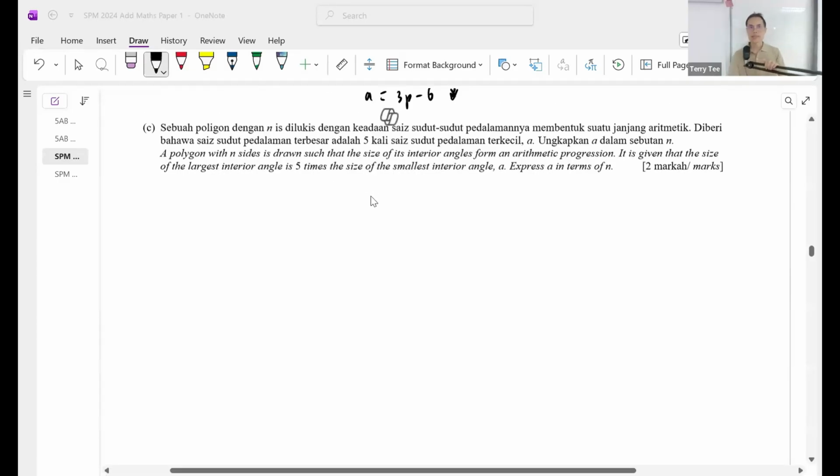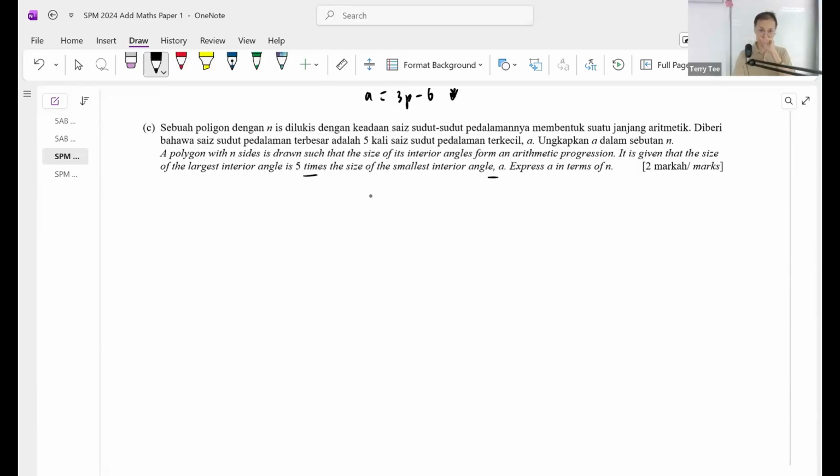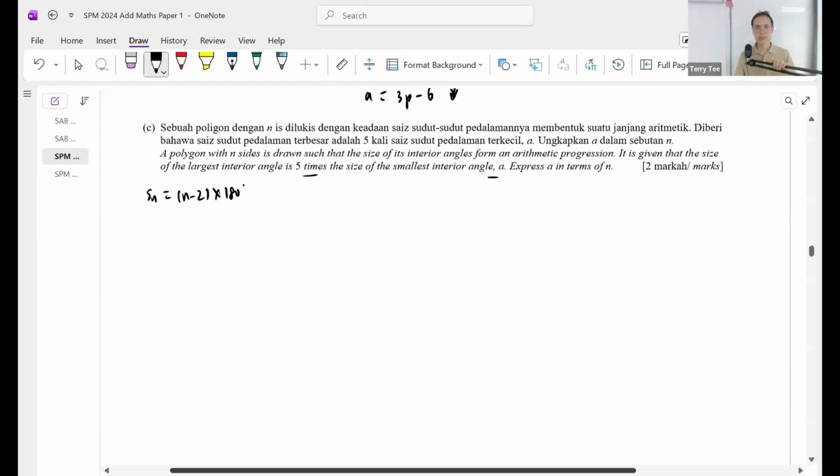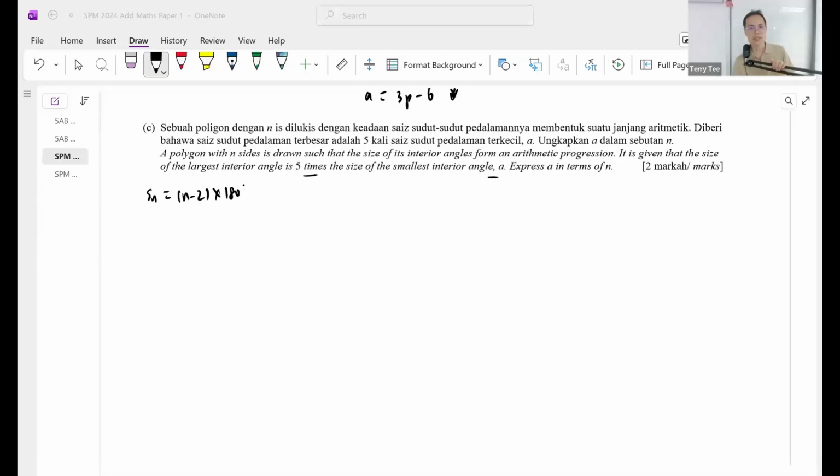A polygon with n sides is drawn such that the sizes of its interior angles form an arithmetic progression. It is given that the size of the largest interior angle is 5 times the smallest interior angle. Remember, the sum of the interior angles of a polygon, the sum of the first n terms, is given by n minus 2 times 180. If you want to find the individual interior angle, you need to divide by n. Okay, so here they say the smallest. We need to form an equation here.